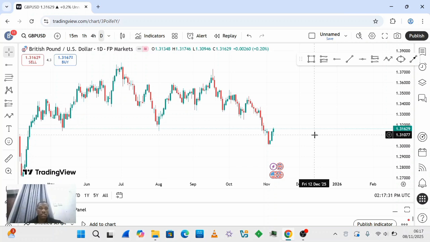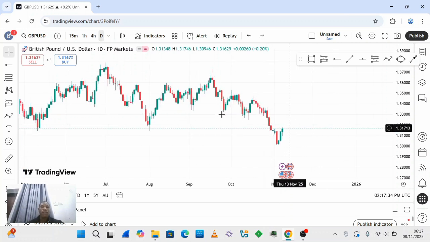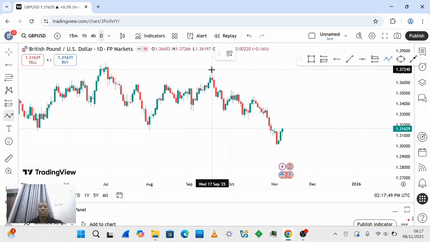Now let's head straight to what we are discussing. This is on a daily time frame. So what I'm seeing here is price is making a lower low, lower high, lower low, lower high, lower low, and this is exactly how I identified it with that template that I made before this.